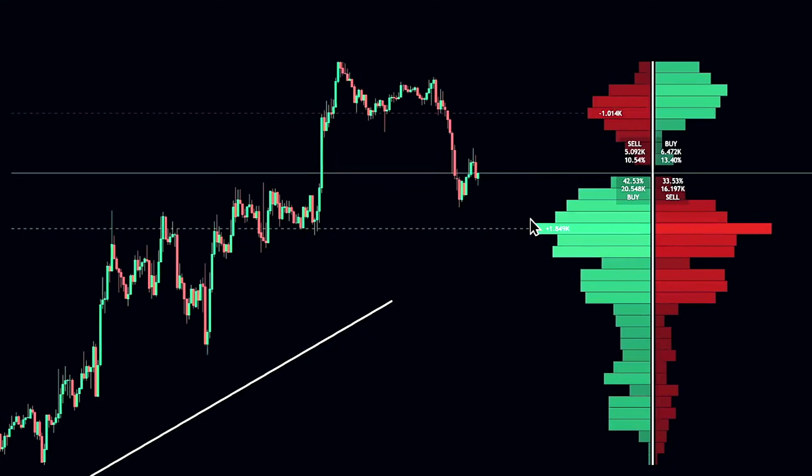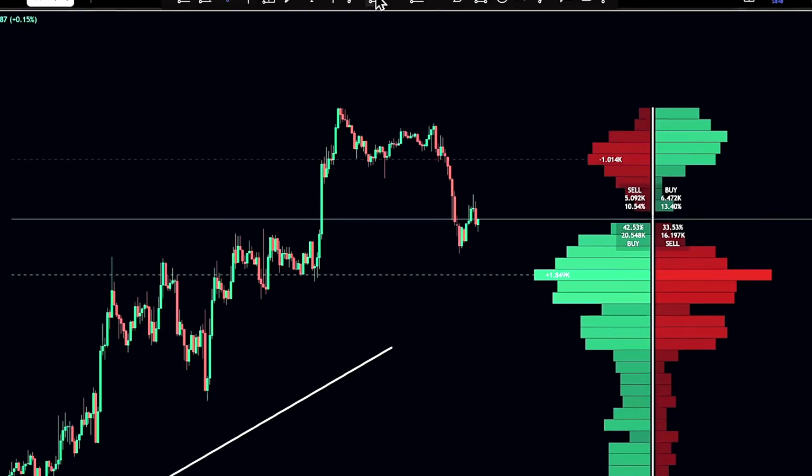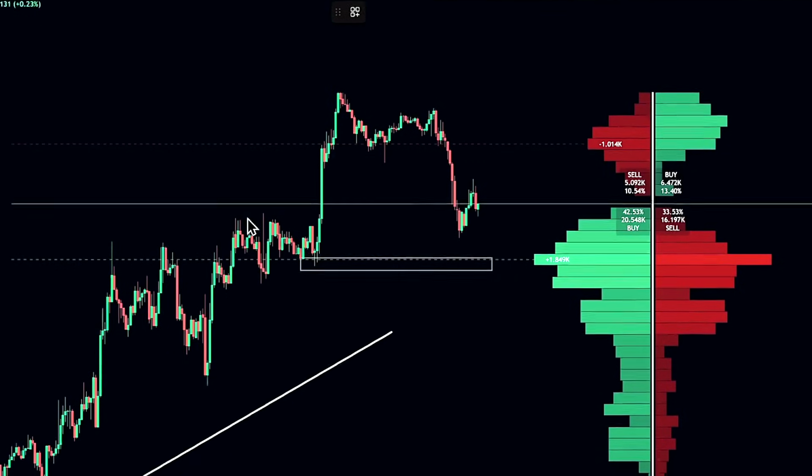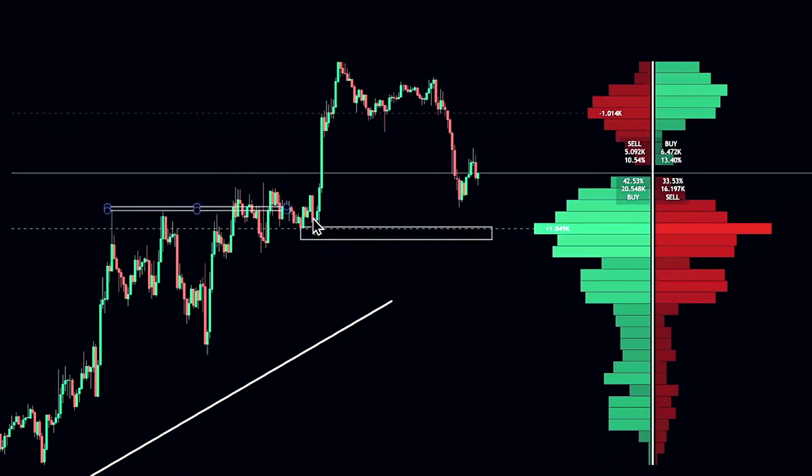This is strong confluence because this zone doesn't just have the largest amount of buy volume, it also acts as a support here and resistance here. In other words, previous resistance has now turned into support. I'm combining three factors into one level: the former resistance, the current support, and the point of control showing the highest buy volume. That combination allows me to anticipate how price is likely to react when it comes back to this zone.